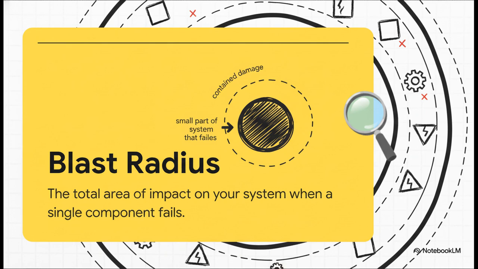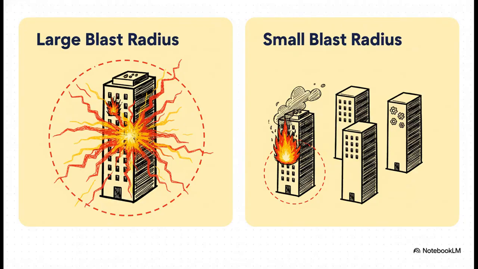The question you have to ask is, how do you contain the damage when something inevitably goes wrong? And this just illustrates the difference perfectly. In a monolith, a memory leak in some random image upload function can bring down the entire application. The blast radius is 100%. The whole thing is gone.